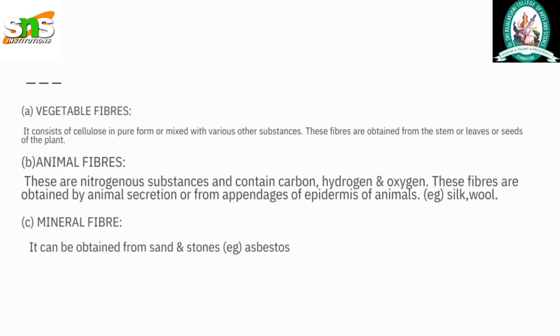Vegetable fiber. It consists of cellulose in pure form or mixed with various other substances. These fibers are obtained from the stem or leaves or seeds of the plant. Animal fibers. These are nitrogenous substances and contain carbon, hydrogen and oxygen. These fibers are obtained by animal secretion or from appendages of epidermis of animals. Example, silk, wool. Mineral fiber. It can be obtained from sand, stone and asbestos.